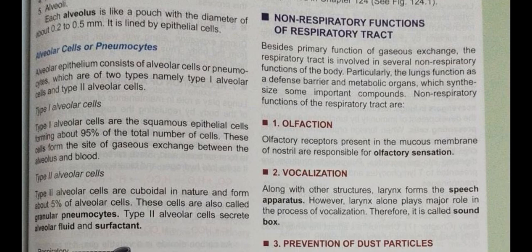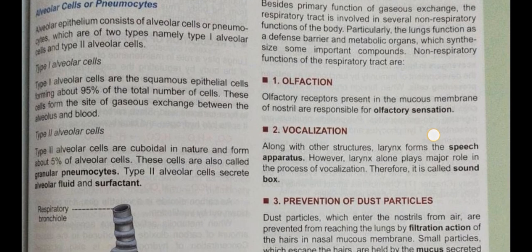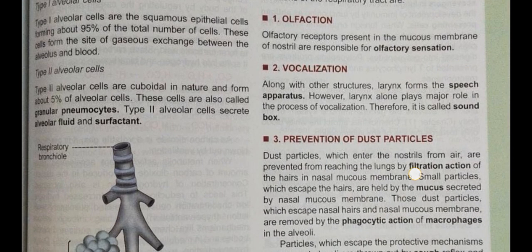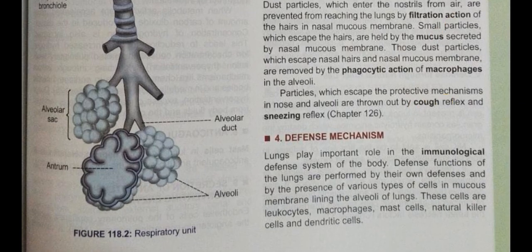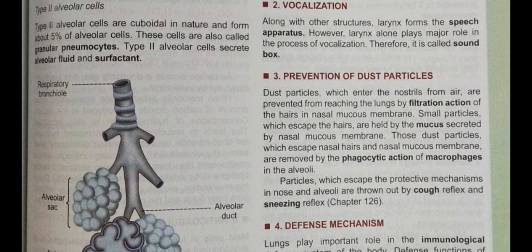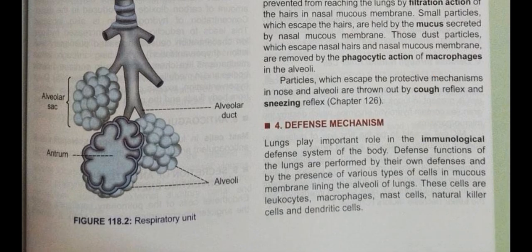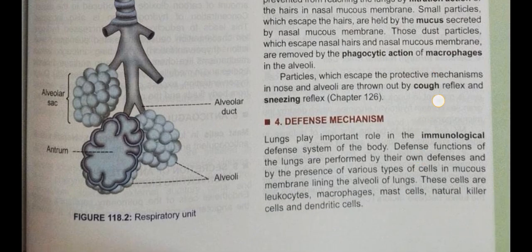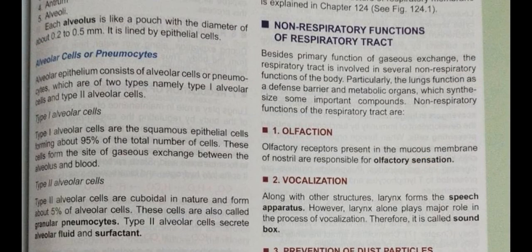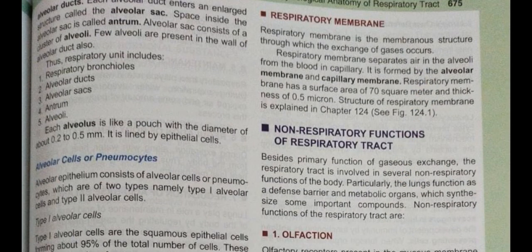Then type 2 alveolar cells. Type 2 alveolar cells are cuboidal in nature and form about 5% of alveolar cells. These cells are also called granular pneumocytes. Type 2 alveolar cells secrete alveolar fluid and surfactant. Here we could see a picture of the respiratory unit. The respiratory bronchiole is there, the alveolar sac is there, alveolar ducts are associated with that, then the antrum region, and the alveoli are also there.